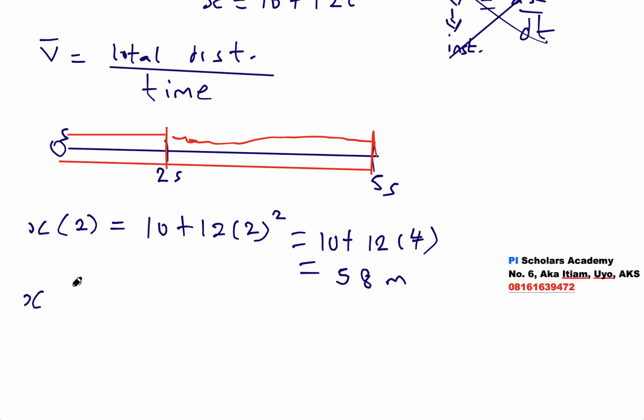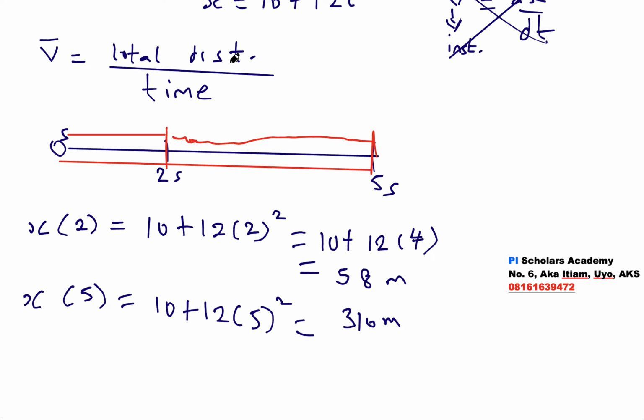So let's calculate the distance covered after 5 seconds. That will be 10 plus 12 times 5 squared. So if we press this on our calculator, we have 25 times 12. 25 times 12 will be 300, then plus 10, that will be 310 meters.